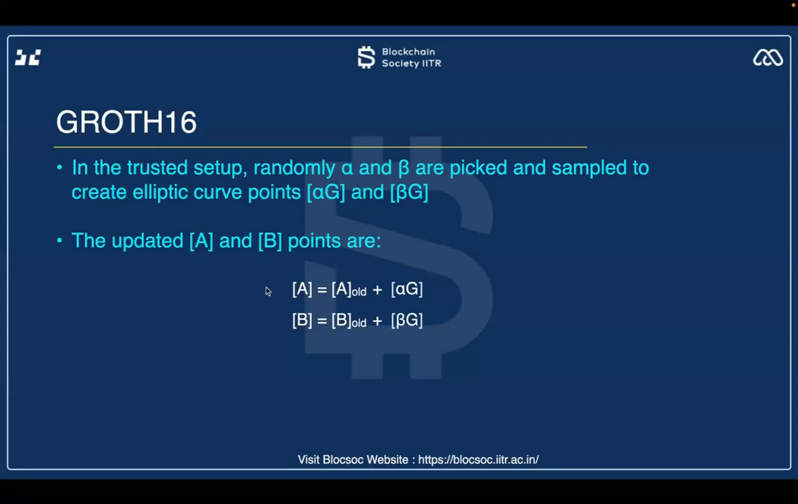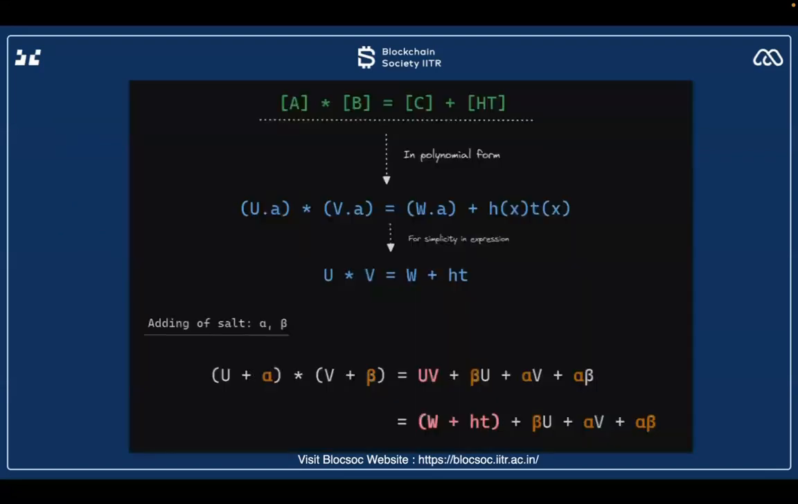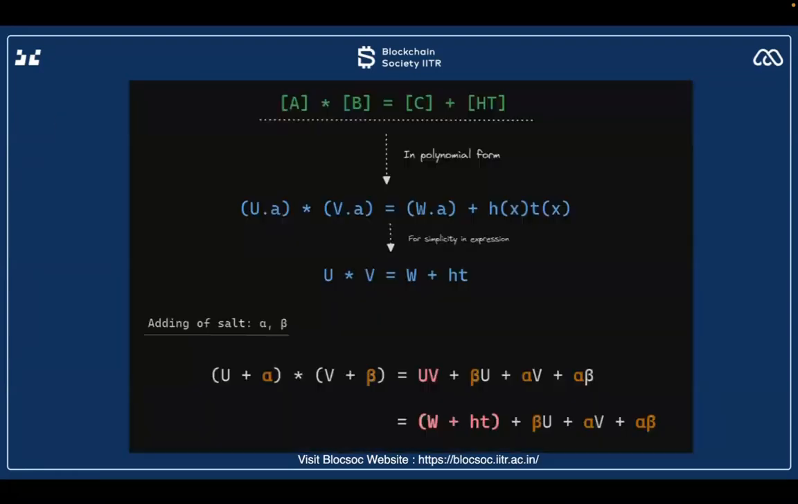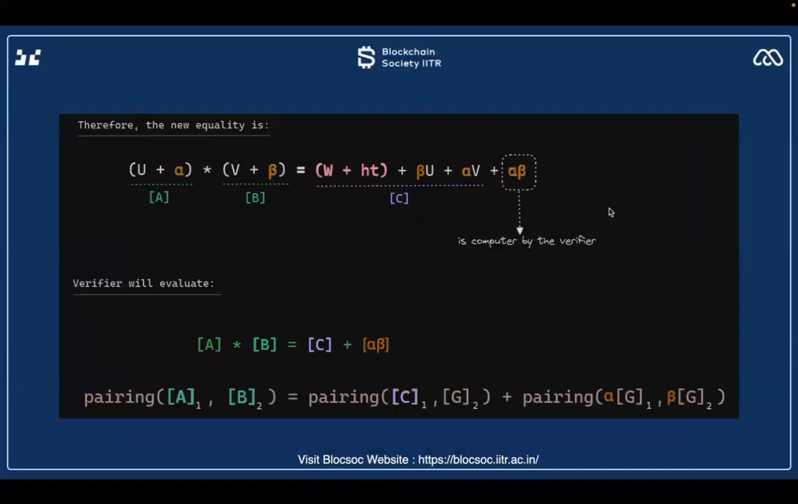So how will the prover use them? The prover will update their A and B elliptic points by adding alpha G and beta G to the respective A and B, and this will give the prover the updated A and B points. This was the equation A into B equal to C plus HT. So when the addition of salt is done, alpha is added to U, which is equivalent to elliptic point A, and beta is added to V, which is equivalent to elliptic point B. Then the final equation generated is this, and this has to be verified by the verifier.